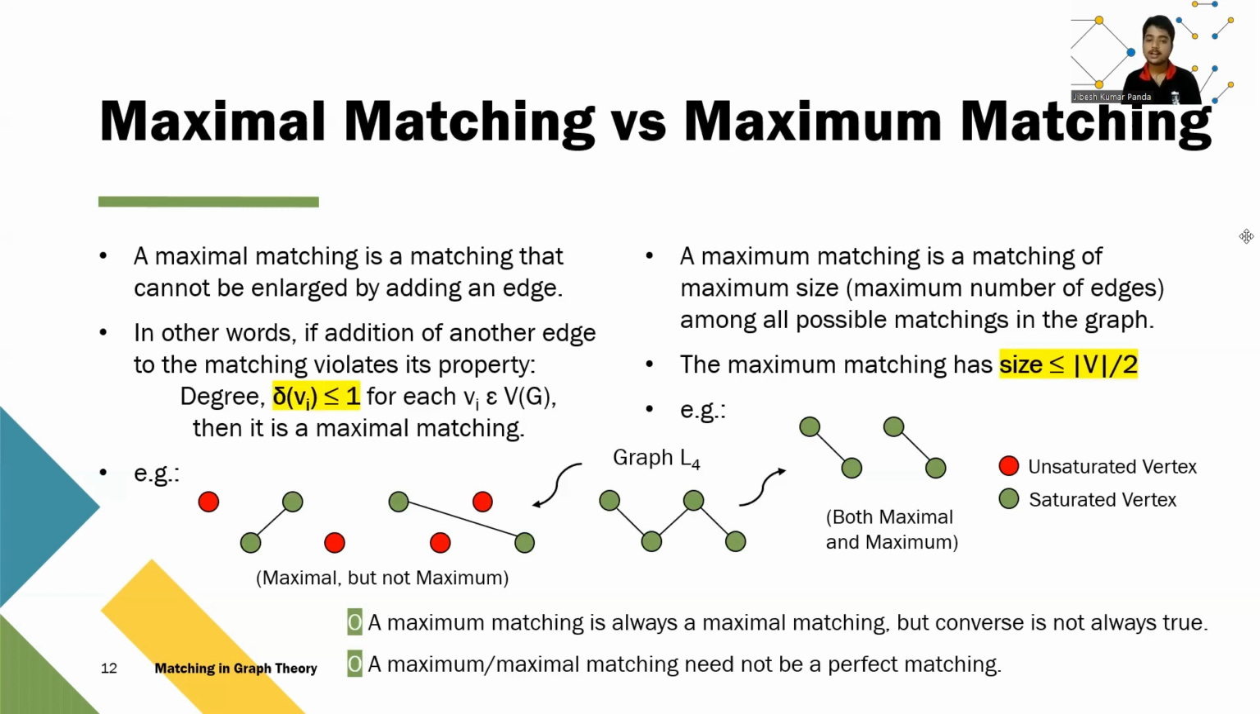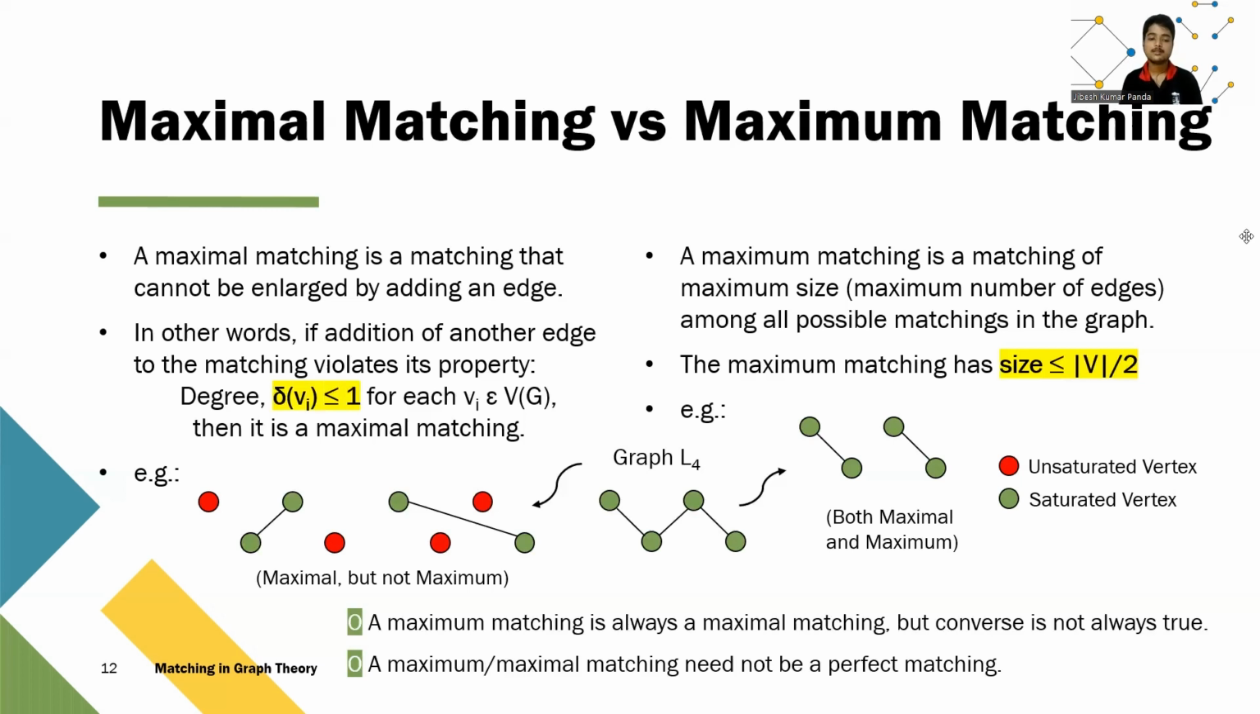So here we have considered graph L4, meaning the line graph with 4 vertices, as our example. On the left, there are 2 maximal matchings, meaning we cannot add any edge to the graph. If we add any edge, then the vertex in between will have degree 2, which violates the property of the matching. But clearly, these are not the maximum matching. Why? Because the one at the right side is the maximum matching, meaning the number of edges is 2, which can also be a maximal matching, and also we cannot add any edge to it.